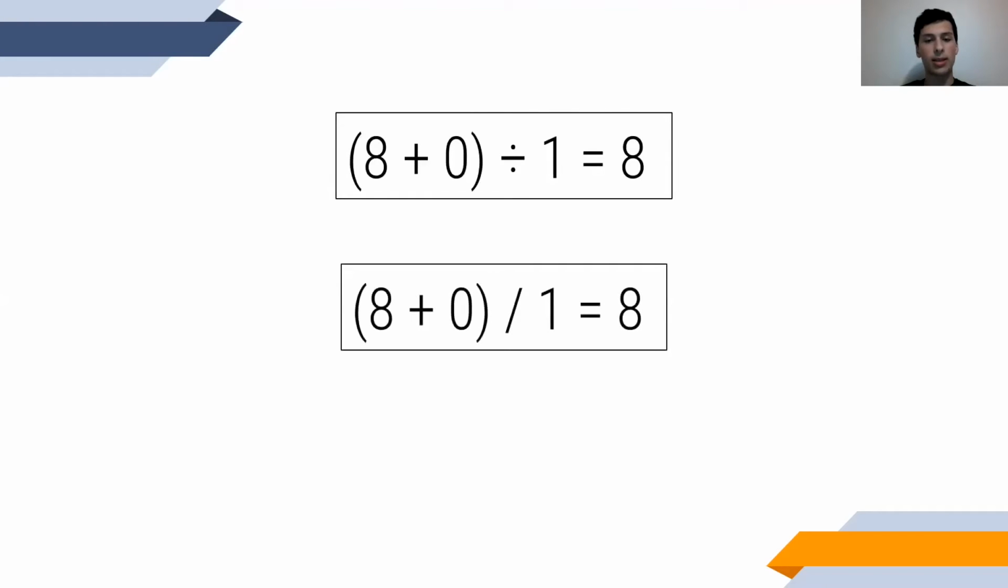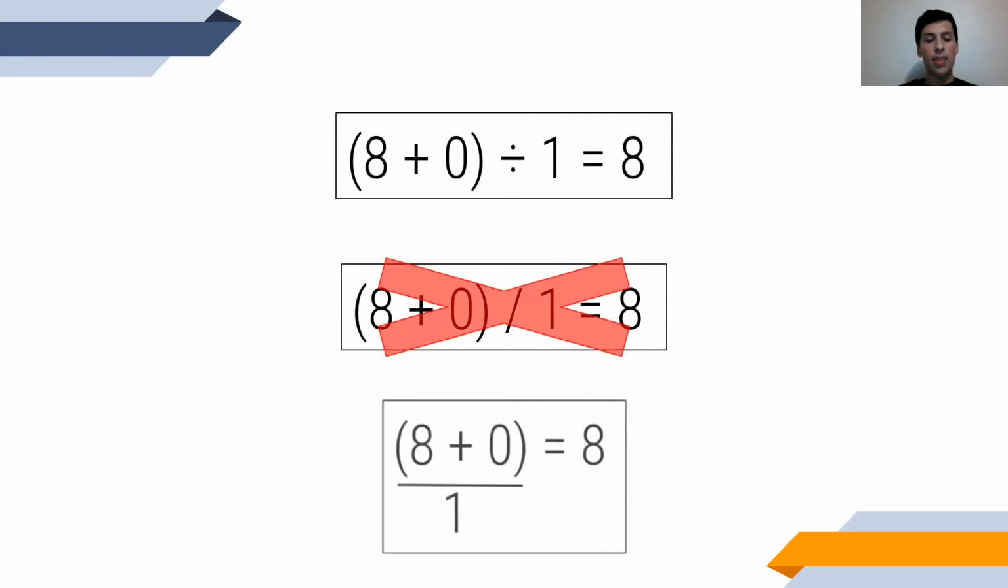In this one, it's parentheses 8 plus 0 divided by 1, but there is a slash being used. This would not be correct because there's no slash in equations. And then this final example has a line similar to what you would see in fractions, and this would also be incorrect because that does not exist in equations. There is no dash like this.